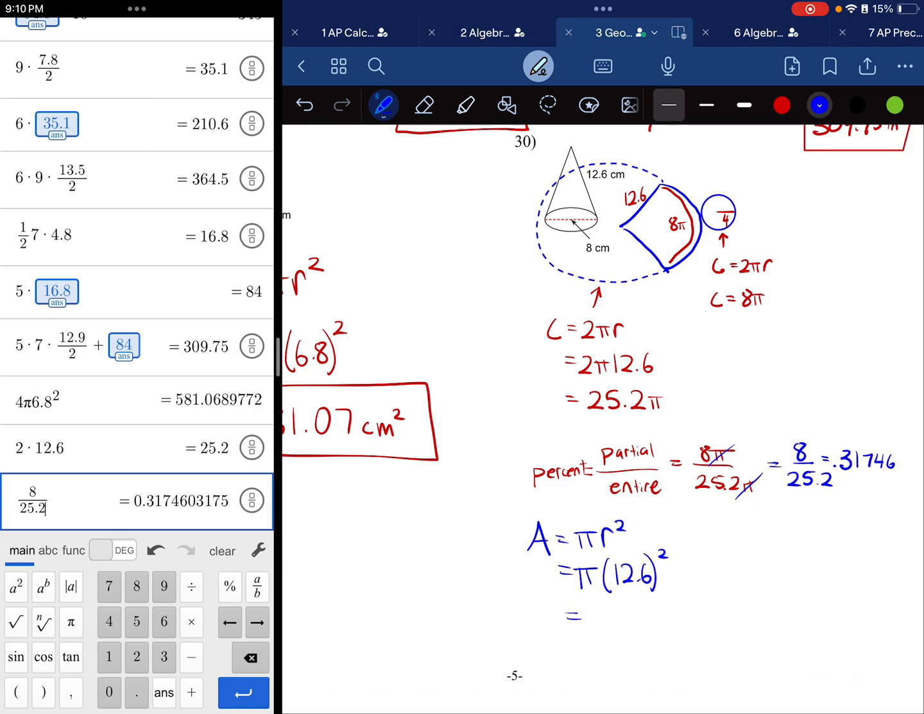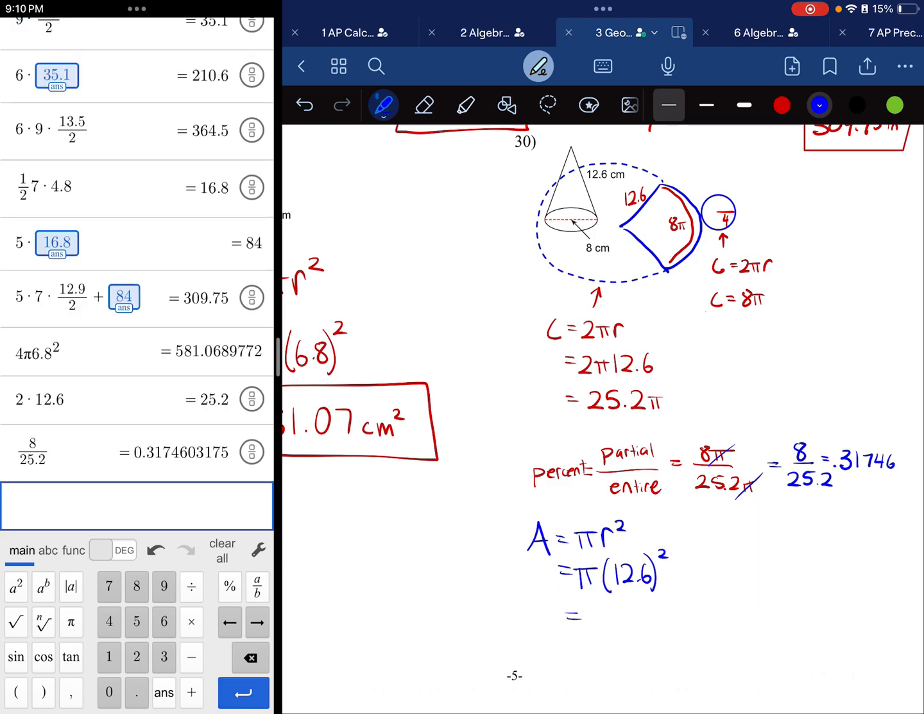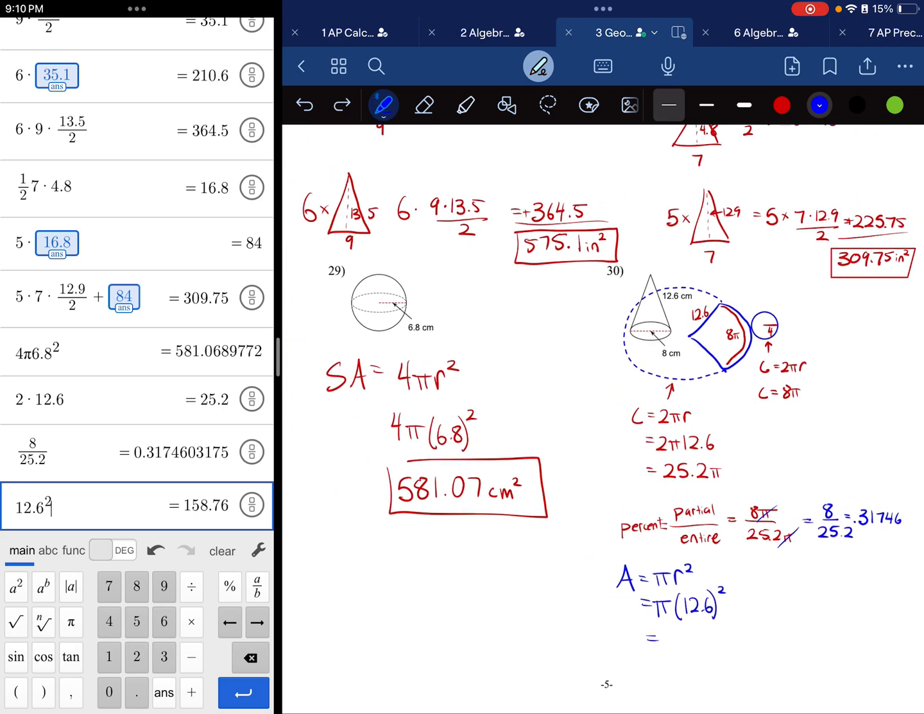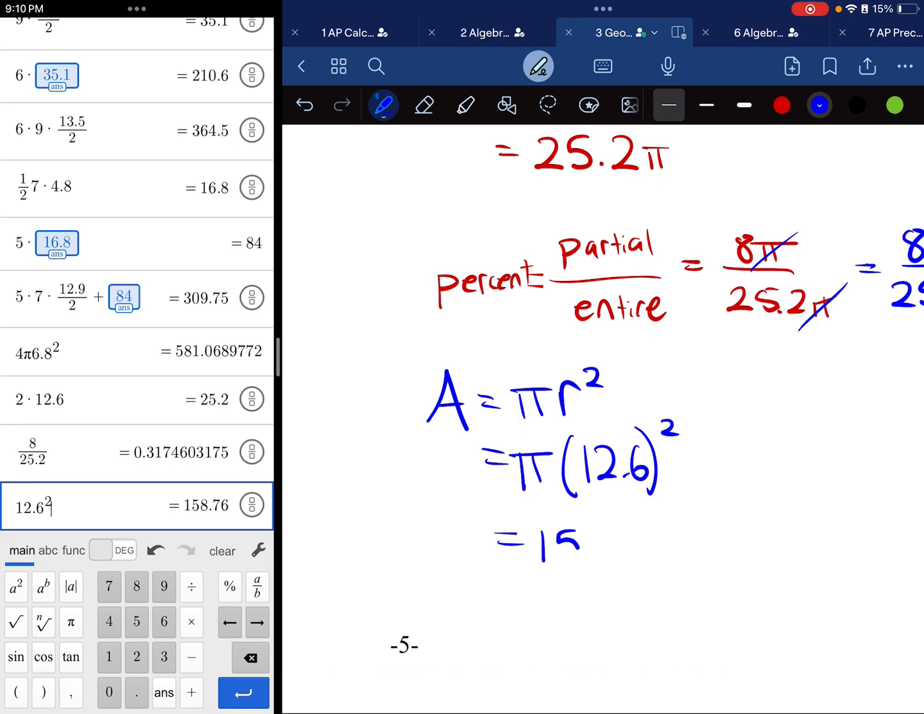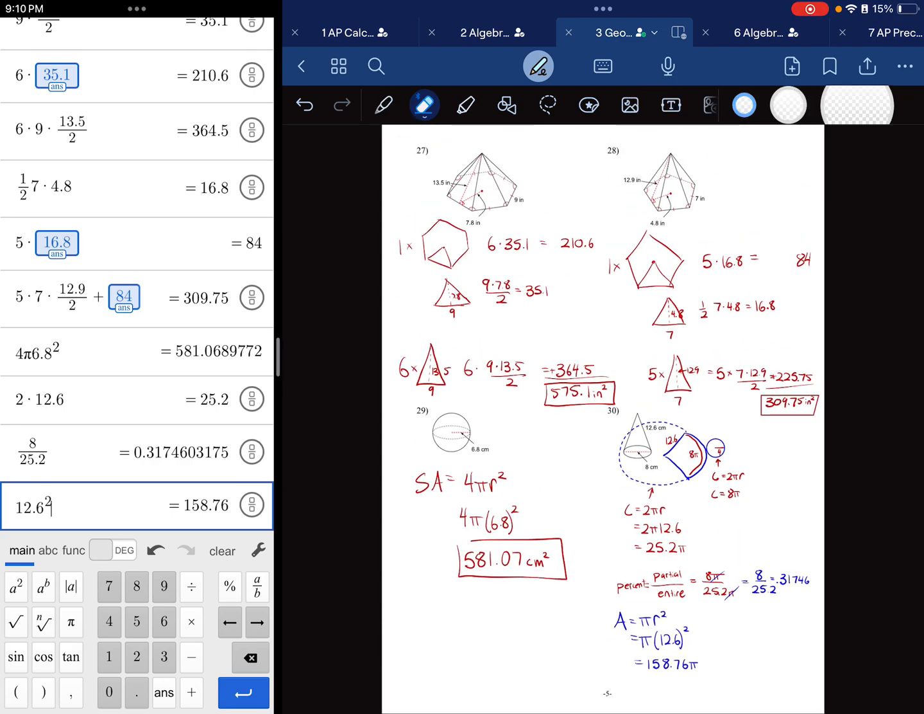I'm going to get, what do I get? 12.6 squared. I'm going to add the pi on at the end because I don't like including pi until the very end. This is going to be 158.76 pi. That is the entire area. There's a problem though. Do I want the entire area? Do I want this entire area of this circle?